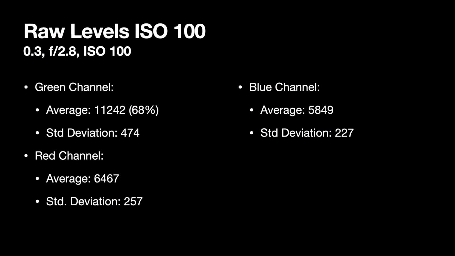Increasing the exposure 3 stops, which has the histogram pushing up against the right edge, produced an average green channel value of 11,242, which is 68% of the maximum value, or just over a half stop below clipping. The red and blue channels are even lower at 6,467 and 5,849, respectively.